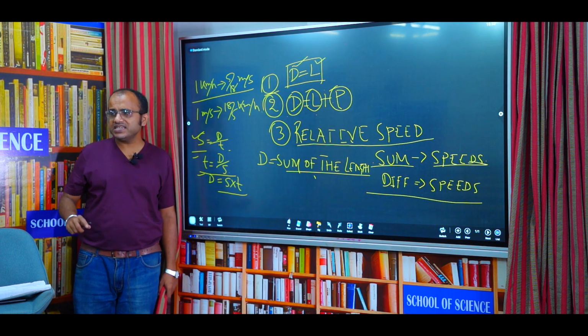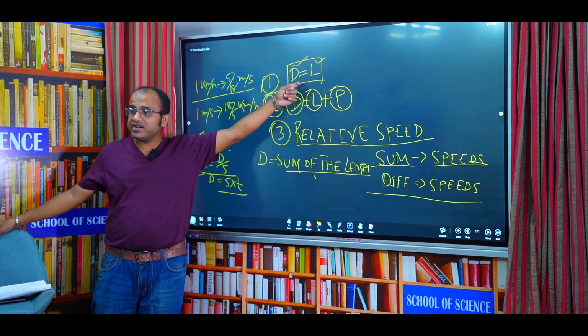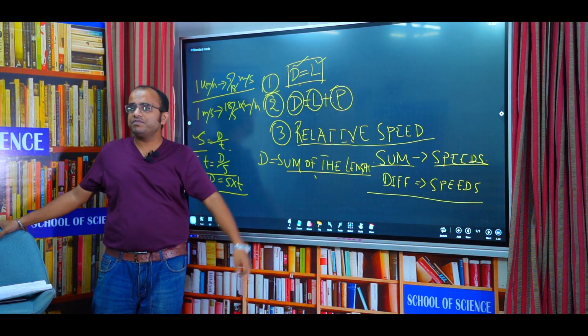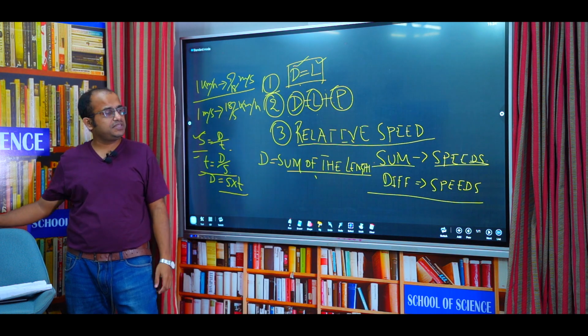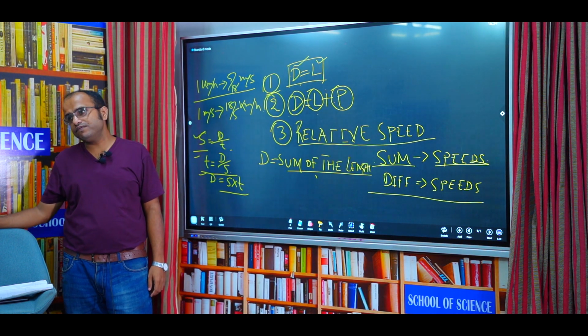So this is the basic thing for trains and relative speed. There is a distance, because distance is mandatory, and you have to calculate it. If a pole is there, then only the length of the train counts; if a platform is there, then the length of the train and the platform. So these are the basic concepts for solving the problems of trains.